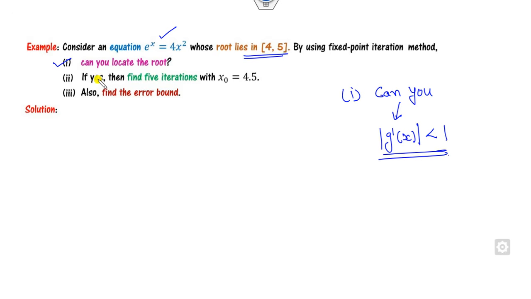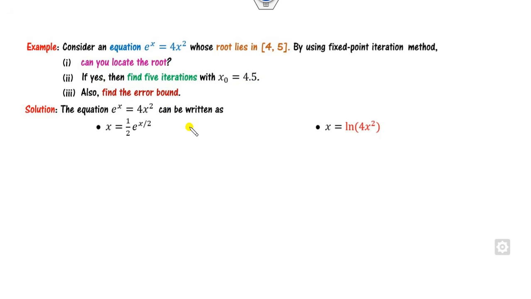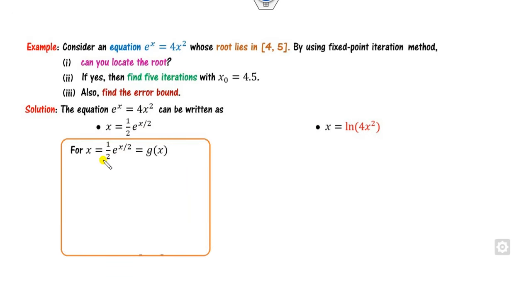Fine. So if yes, you can find the 5 iterations by taking the initial guess here, and finally you can check the error bound. That's simple. We can find the g. There are 2 ways we can find the g. If I check the first one, then g is this. Find the derivative of g, which comes to be here. Find the modulus value of this, which comes to be 1 by 4 e to the power x by 2.